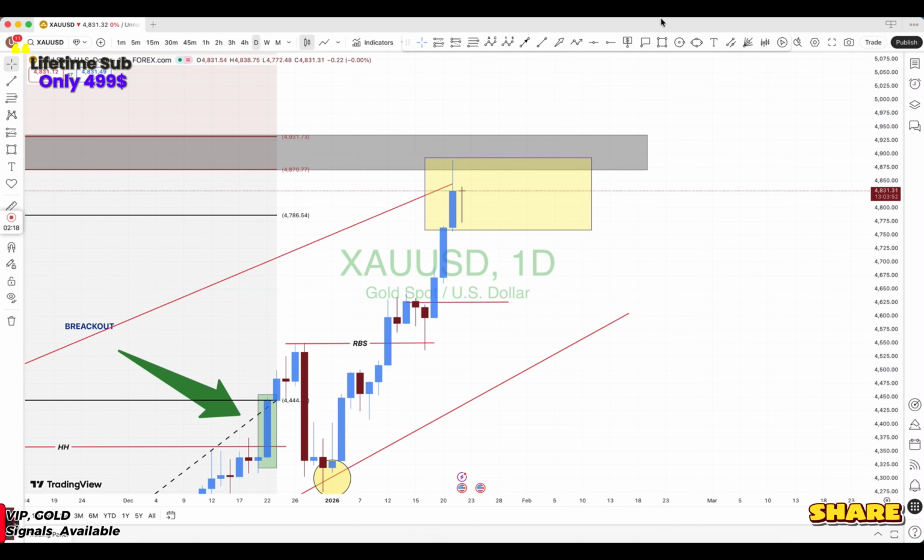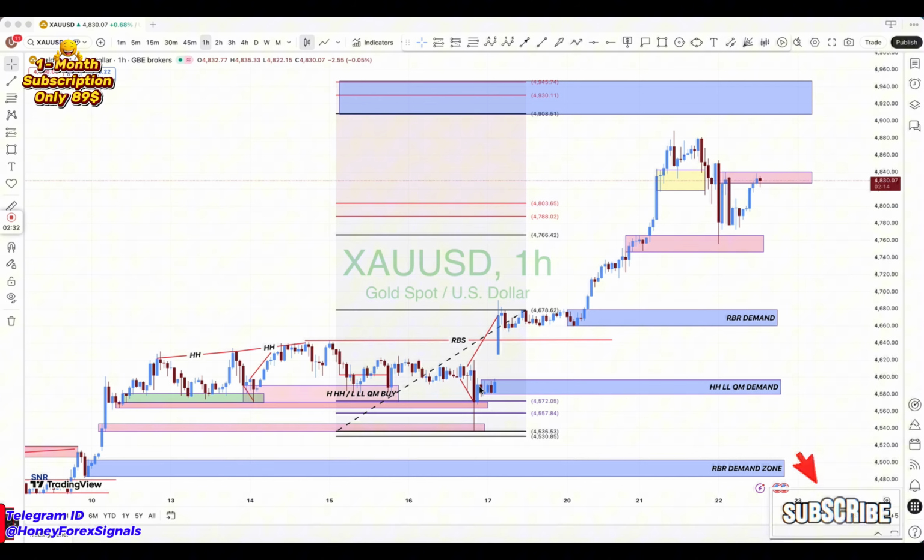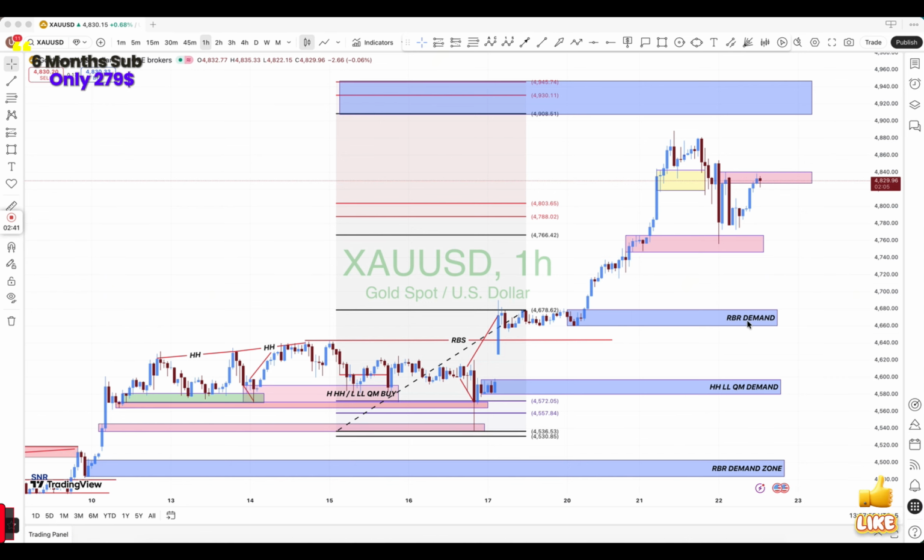So we check the other chart, H1. This is our H1 chart. In the previous day, our team told you about this area. This is our main QM zone, high low, low QM base demand zone. And this is our rally base rally single demand zone. The market respected the first base area and went up.